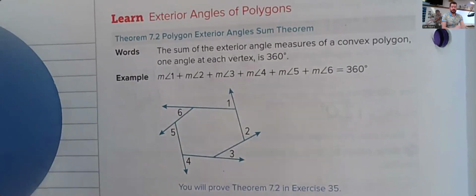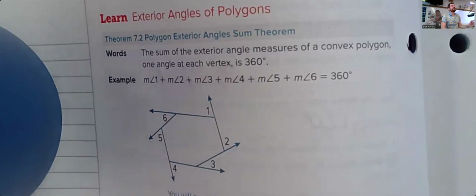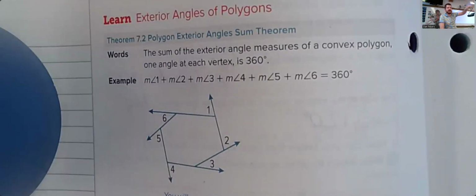Even on a triangle. Because if you have an equilateral triangle, each interior angle is 60, which means the adjacent exterior angle would be 120. So if you have 3 exterior angles of 120, add those together, you get 360.